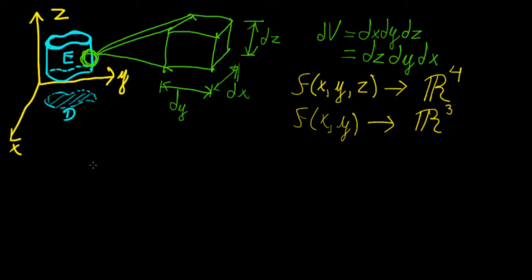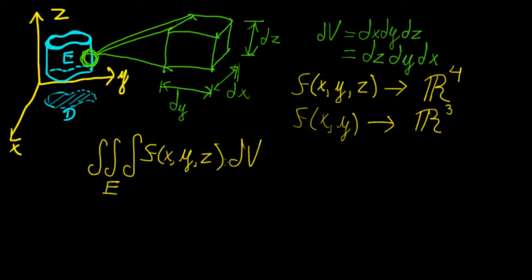What we would do is set up a triple integral like this over the region E. The region E is the volumetric region within which we're performing that integration. So we're going to have f of x, y, and z times the infinitesimal volume element.